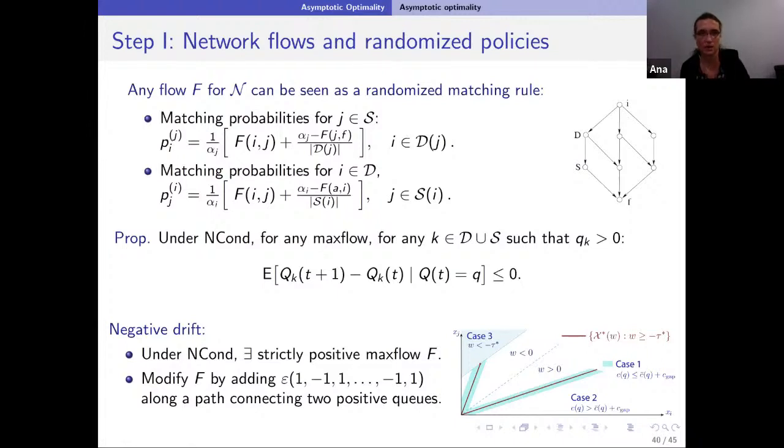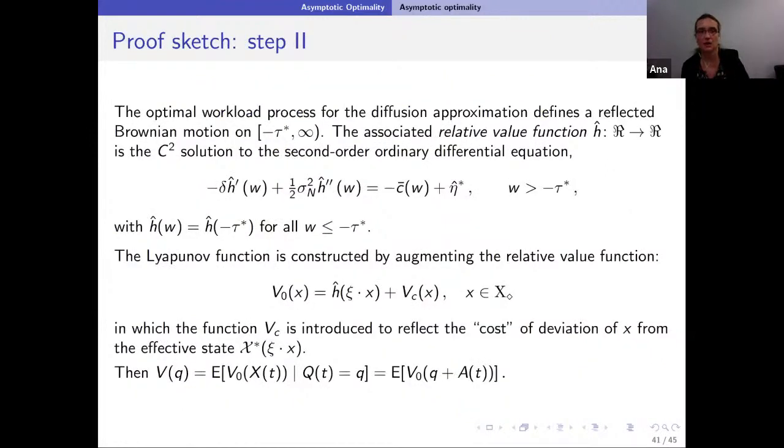Okay, so first you're designing a good randomized policy, and then you are using this to show the desired property for the value function that is constructed starting from the relative value function of the diffusion approximation of our workload process. And this is H hat. On top of that, we are going to add a penalty for the deviation from the effective state. The effective state is a state that has minimal value of our cost among all the states that have the same value of the workload. And then there are lots of technical lemmas to connect all this.